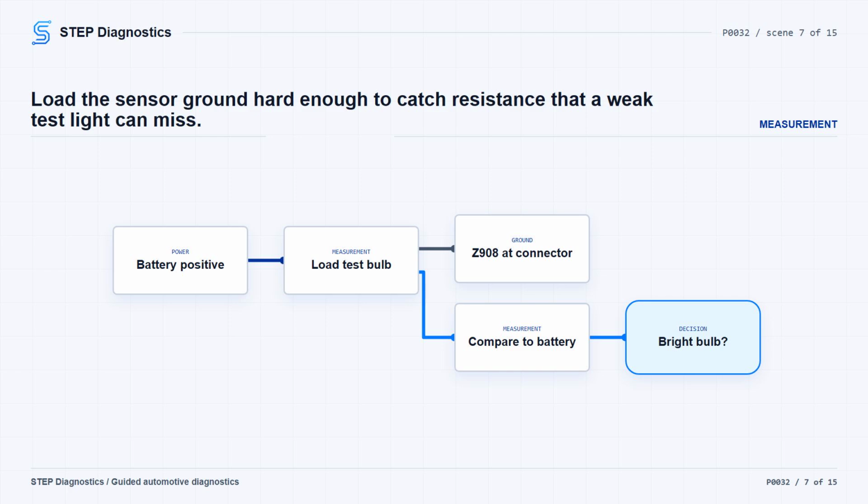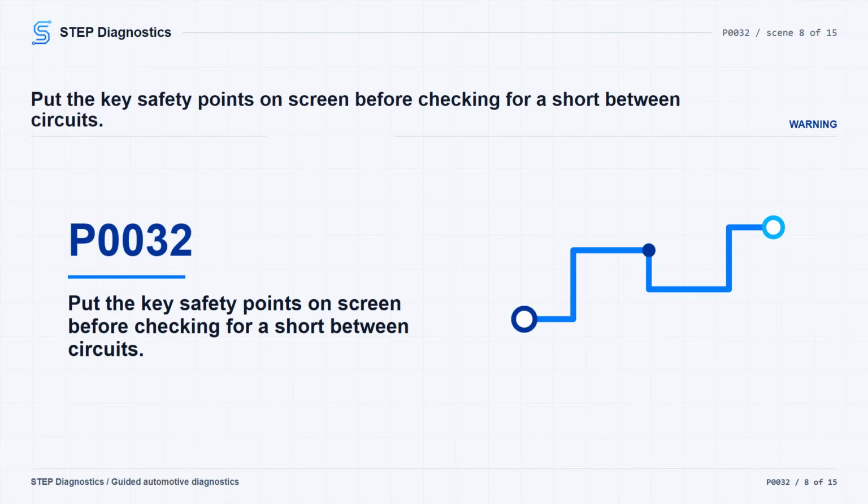If the bulb is bright, move on to the heater control circuit. If it is not bright, repair the ground circuit for an open or high resistance. Then verify the repair and confirm the code stays gone. With the ground circuit passing the load test, isolate the O2 sensor 1/1 heater control circuit and check it for a short to another circuit at the PCM harness connector. The ignition must be off for this resistance check.